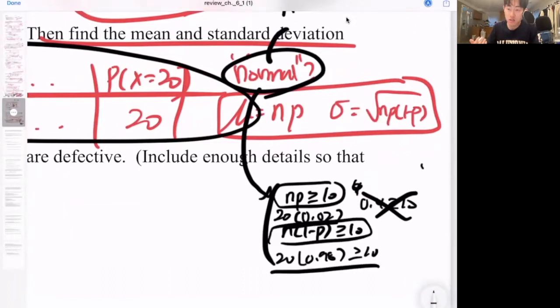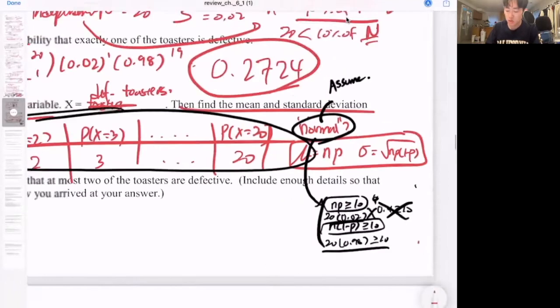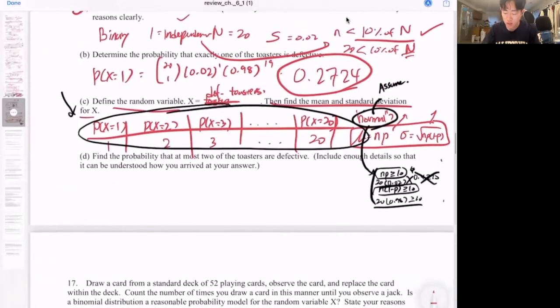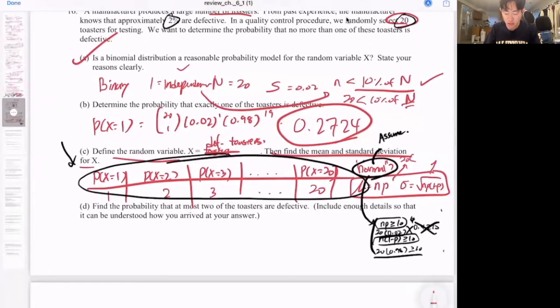This certainly does fit in the large counts category, but this doesn't, which bothers me at this point. But we're going to use these two formulas at the moment, and then move on to the other things here. So N is 20, and the probability of success here is 0.02, I believe. Yes. So that is going to simply give me 0.4 for the mean of X, the number of defective toasters here. And for the standard deviation, we're going to do 0.4 times 0.98, and we're just going to square root that value.